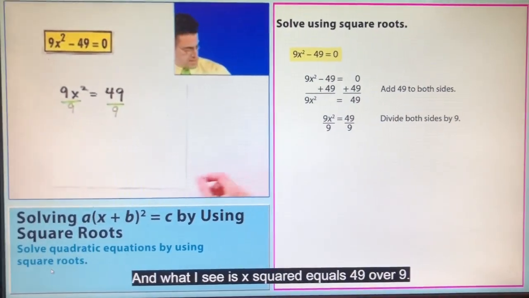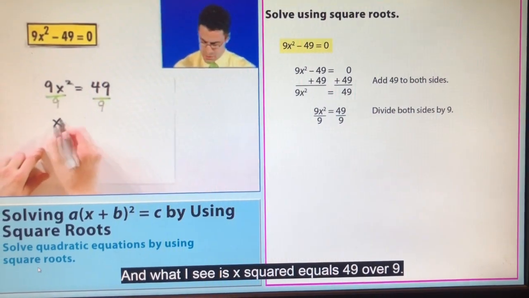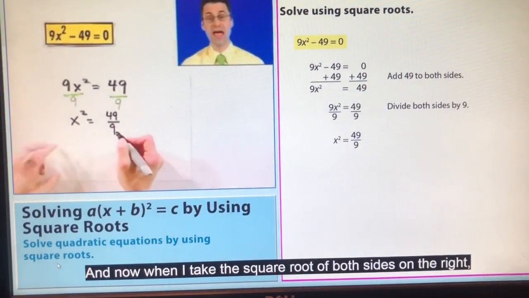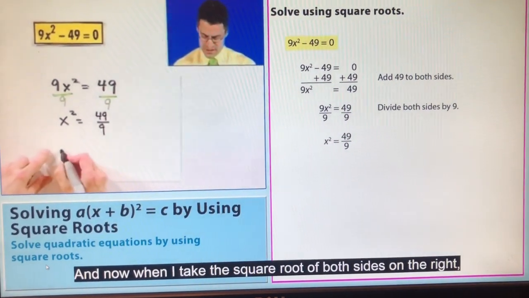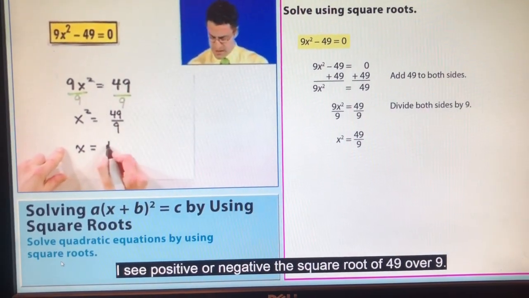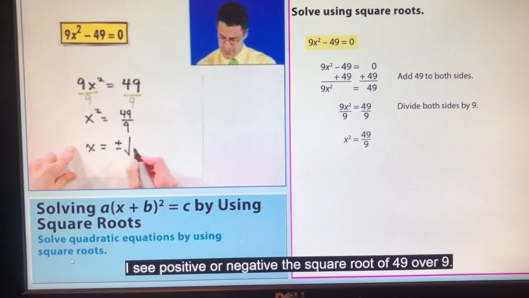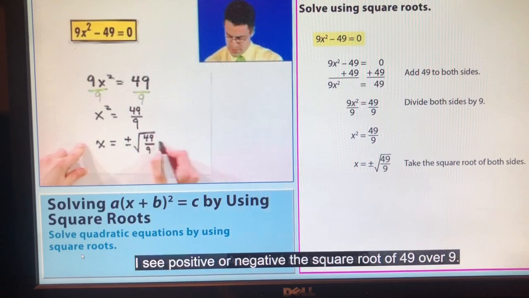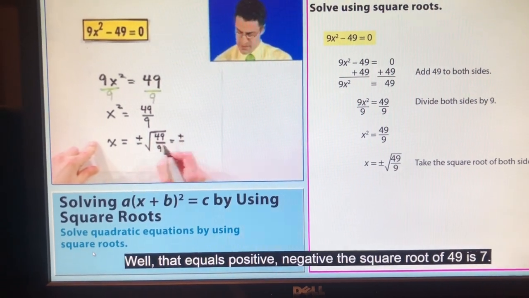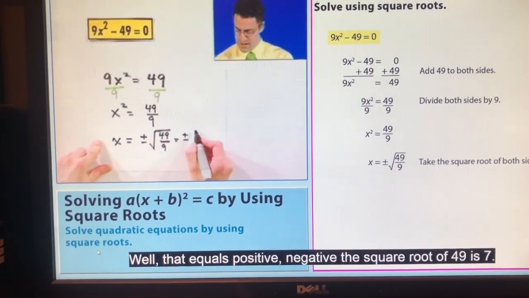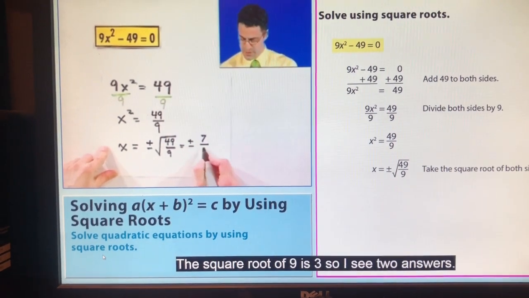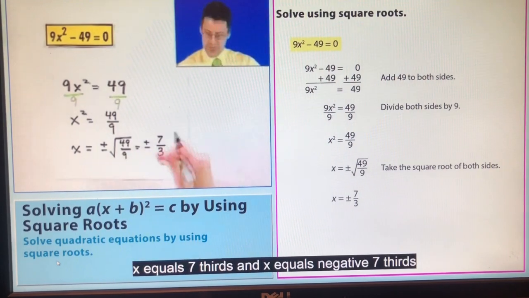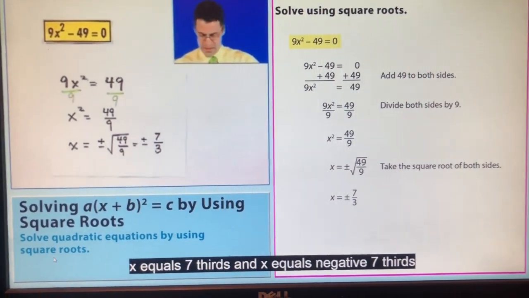What I see is x squared equals 49 over 9. Now, when I take the square root of both sides, on the right I see positive or negative the square root of 49 over 9. What does that equal? Positive or negative: the square root of 49 is 7, and the square root of 9 is 3. So I see two answers: x equals 7/3 and x equals negative 7/3.